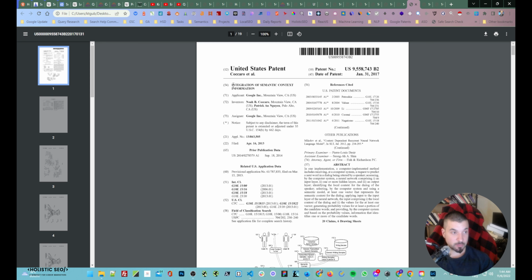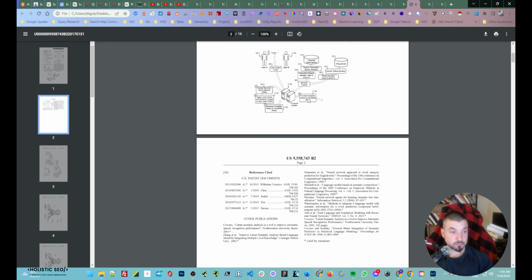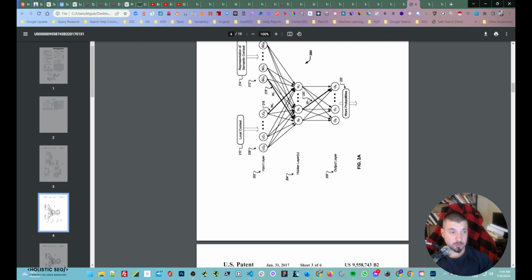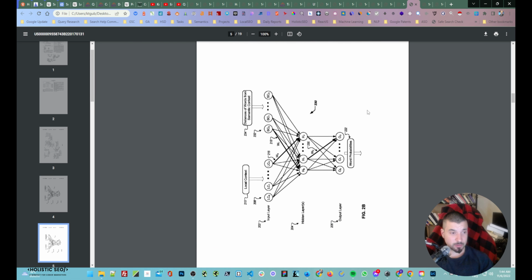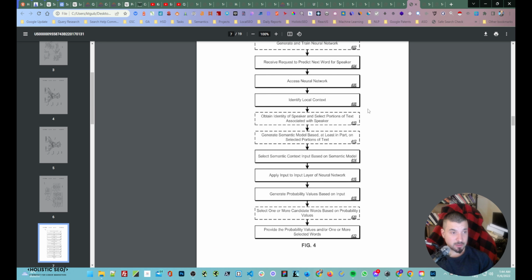Unfortunately, because of the time deficiency, I can't go deeper for every design here. Maybe in the future we can. Integration of semantic context information. So this one here, again, it is about lexical semantics.